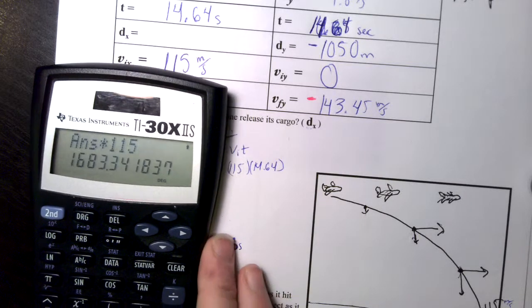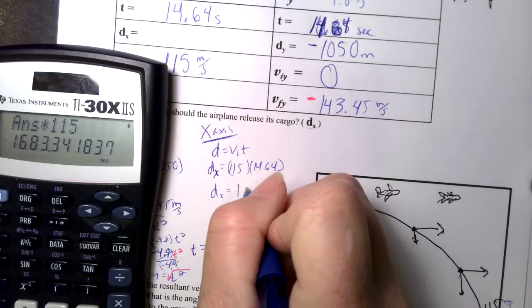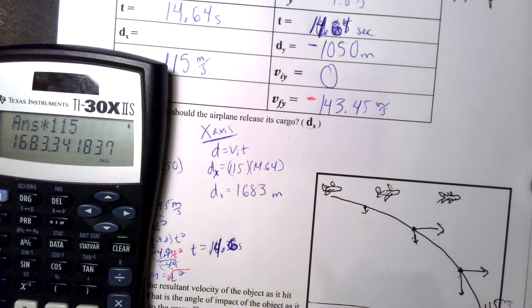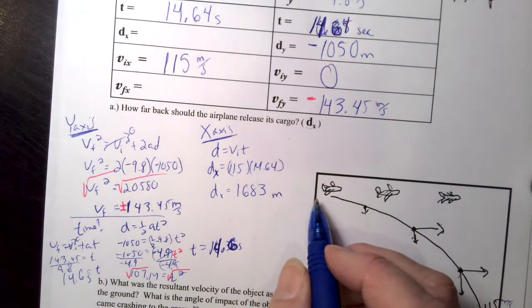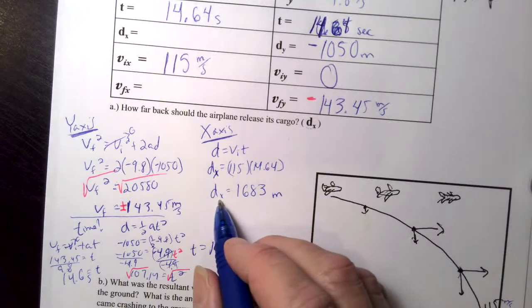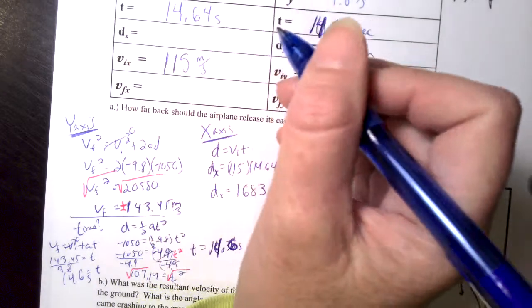115 times 14.64. My distance is 1,683.2 meters right there. That's pretty far, right? He's pretty high up there. It's almost like a mile. It's pretty far.